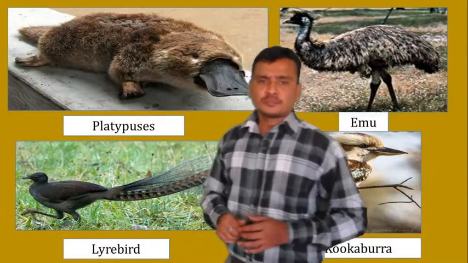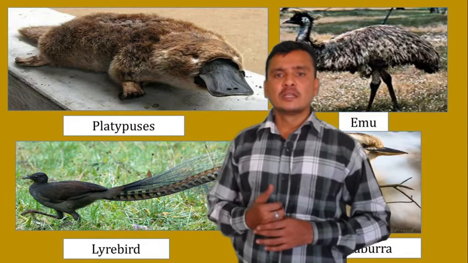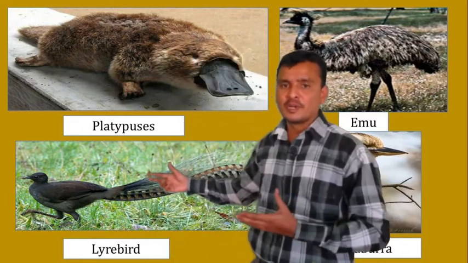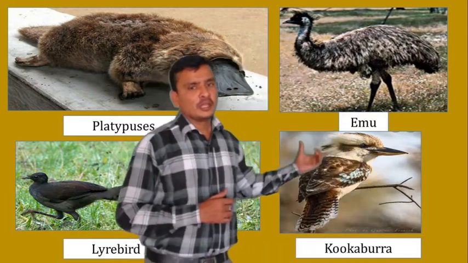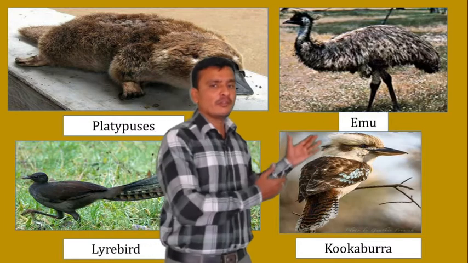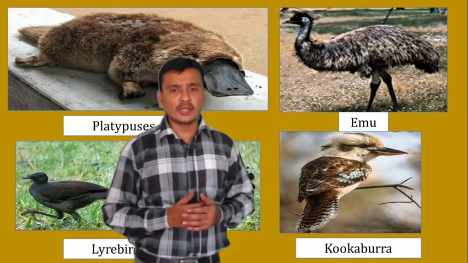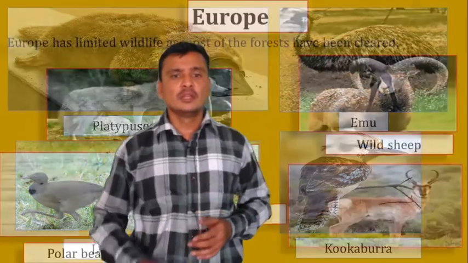Then see, there are other such types of animals: platypuses, then emu, then a very beautiful bird, the kookaburra. It is also one important bird we find in Australian wildlife. So these two birds are very beautiful birds.